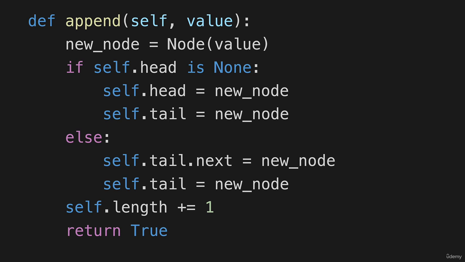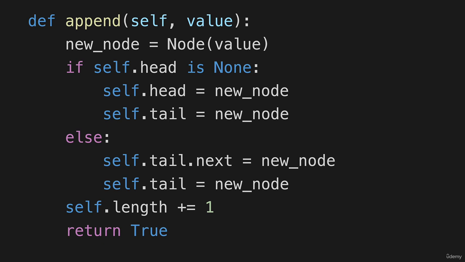And as a standalone method, this is actually not necessary for the append method. But the reason I have it in here is in a few videos, we're going to write another method that calls on the append method. And that method requires a true or false to be returned.